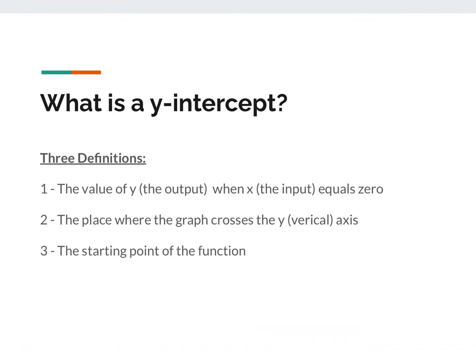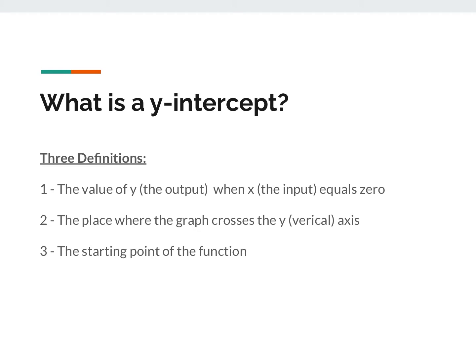There are different definitions for what is a y-intercept. There's 3 definitions for it. And it really depends what you're looking at. They're all true all the time. So first one is the value of y, which is the output. Sometimes it won't be y, it'll be something else. When x, the input, is 0. So the value of y when x is 0 is our first definition. The second one, the place where the graph crosses the y or vertical axis.